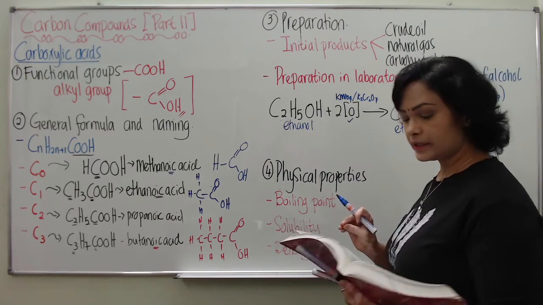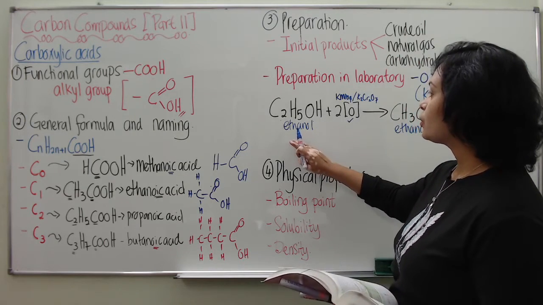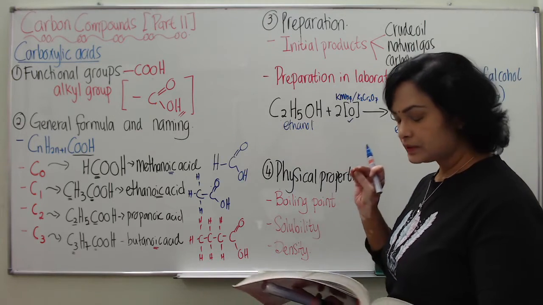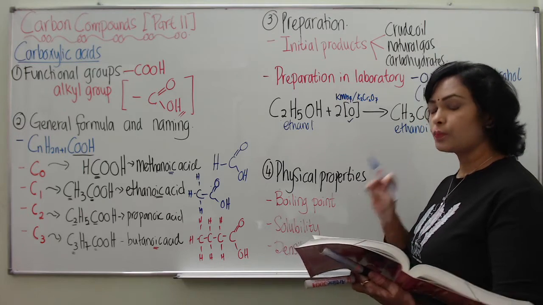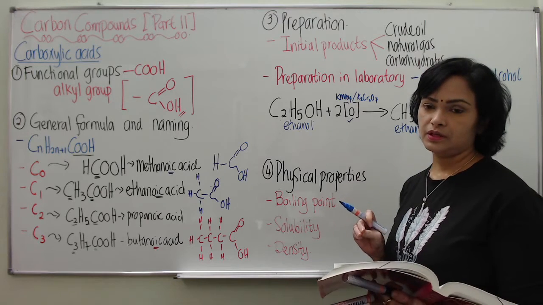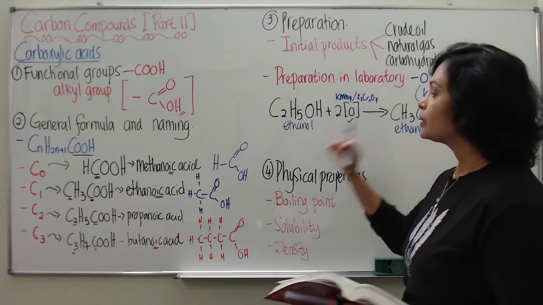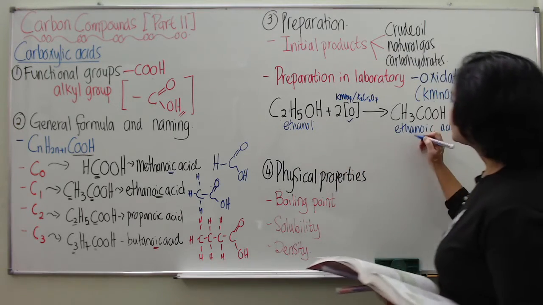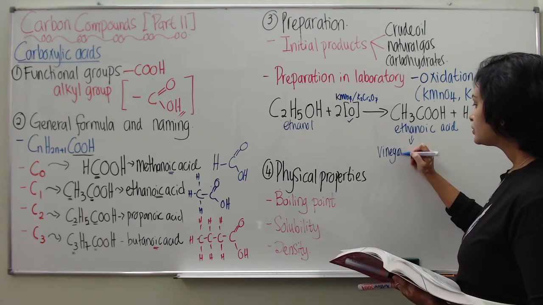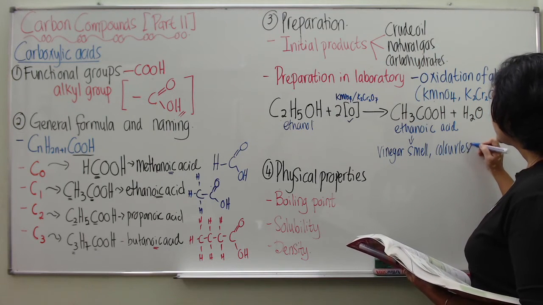So in the laboratory, students can prepare ethanoic acid by the oxidation of ethanol, where the ethanol and potassium dichromate(VI) or potassium manganate(VII) is heated under reflux. Okay, heated under reflux, and when students produce ethanoic acid, it has a vinegar smell and is a colorless solution.